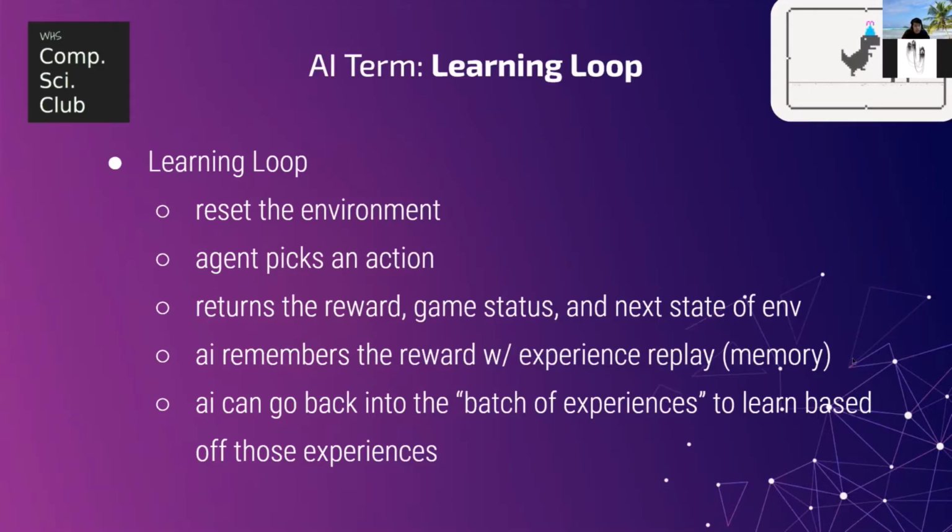And then it returns the next state of the environment. For us, you can think about the next state of the environment as the next frame. The AI takes in frame by frame, right? So the next state would simply be the next frame. And then the AI remembers this reward, which we'll talk about later with experience replay. So just think about it as the AI has the ability to remember stuff and remember its past consequences and games. The AI can go back into its memory, or batch of experiences, its past games basically, to learn from those experiences. And obviously the AI wants to learn from the good games, and we'll talk about all of that later. And so this is the learning loop. If I'm going too fast, let me know.